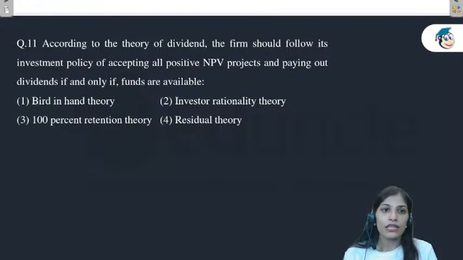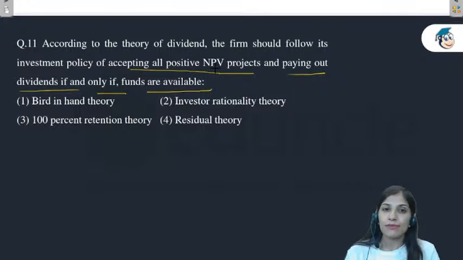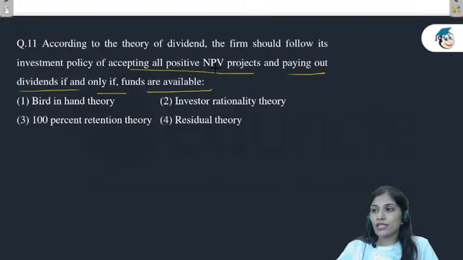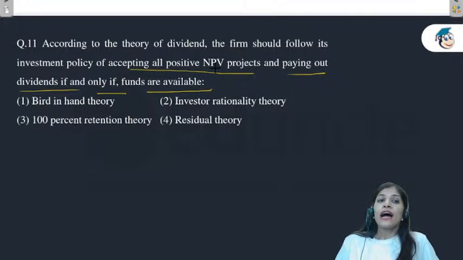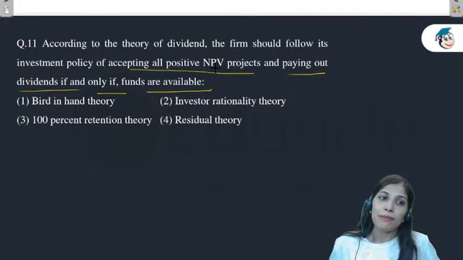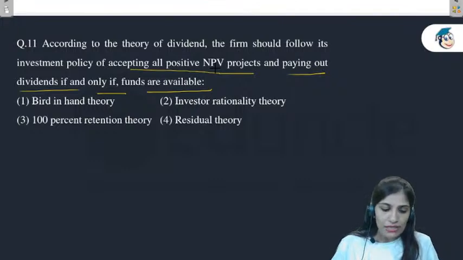Now next, coming to the next question. According to the theory of dividend, the firm should follow its investment policy of accepting all positive NPV projects and paying out dividends if and only if funds are available. ठीक है, firm should accept when there is positive value in the NPV projects and rejecting the negative ones, and if the funds are available they will be paying the dividends. What is it known as?